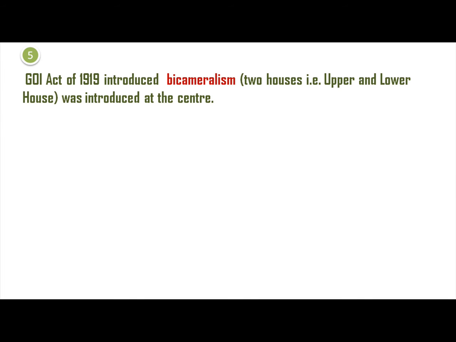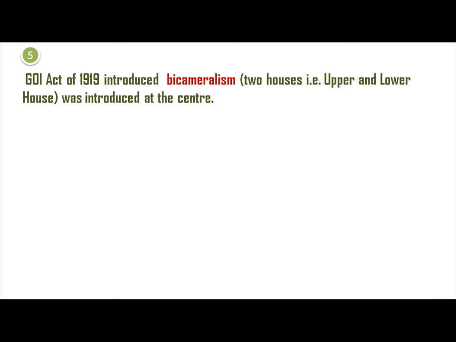Moving on to the next feature of this Government of India Act 1919: bicameralism was introduced. What is bicameralism? Two houses, an upper house and a lower house, were introduced. This was introduced at the level of the center, not at the level of the state. Even at present we have two houses. We have bicameralism.